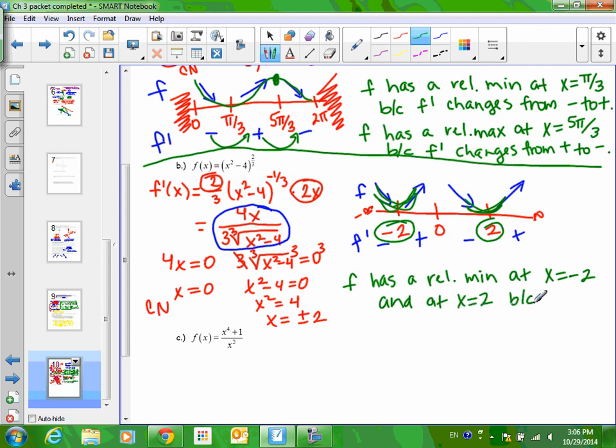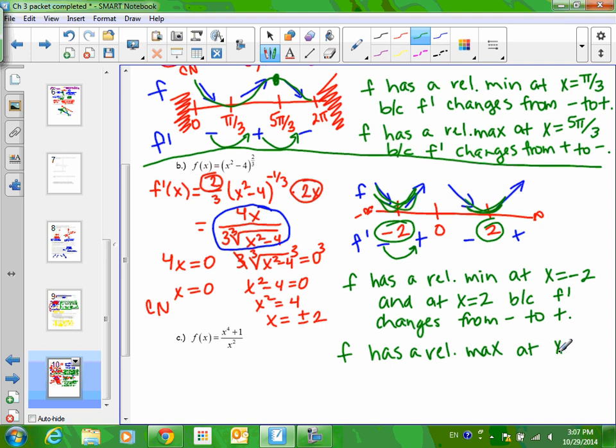Then we have to write our statement because f prime changes from, if you don't remember, just look up here, negative to positive. The next one, f has a relative max at x equals 0 because f prime changes positive to negative.